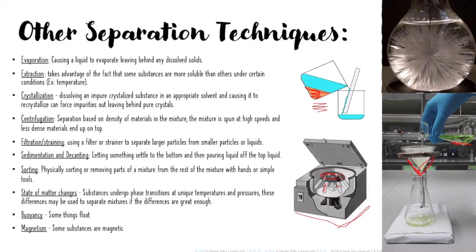If you have the means, if it's not too difficult, you could physically sort things. You could take advantage of changes in the state of matter. You can look at differences in boiling point, which we already did when we looked at distillation. But you could look at other differences and see if there's something you could take advantage of to separate a mixture. And then there's buoyancy, which is whether something floats or not, or magnetism, because some things are magnetic. If I had a mixture of sand and iron filings and I wanted to get all my iron filings out, I could use a strong magnet on the outside of a container to collect those iron filings and get them out of that sand.